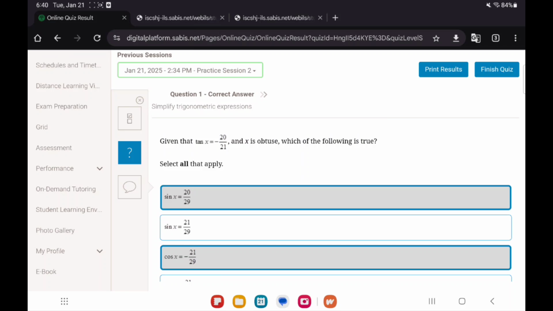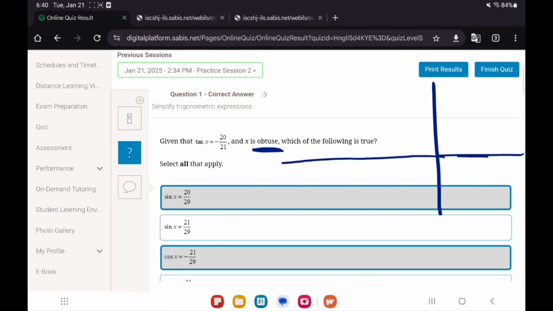For the first question, I want you guys to focus on this word right here. This is a very, very important word because it might get you the answer wrong just because you didn't focus on it, okay? So, obtuse lands on the second quadrant. Let's draw the coordinate.